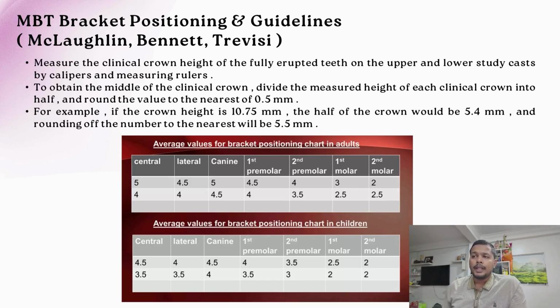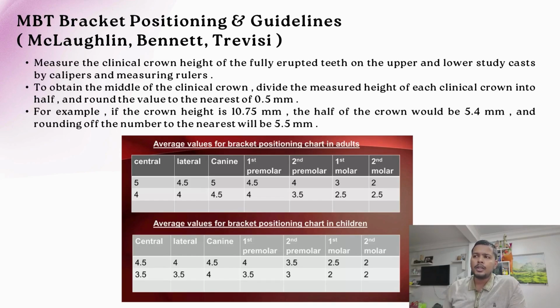For example, if the crown height is 10.75, half of the crown will be 5.4 millimeters, and rounding off to the nearest will be 5.5 millimeters. For the MBT bracket positioning system, it's mostly like a cookie cutter recipe.